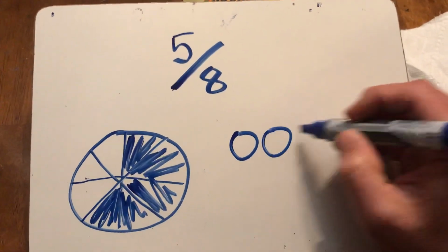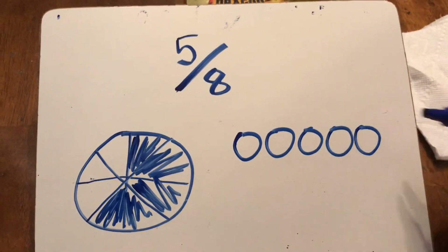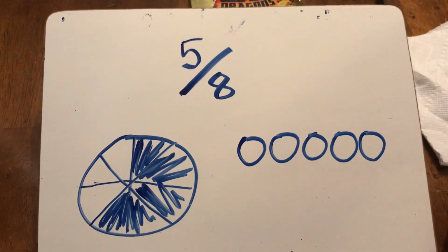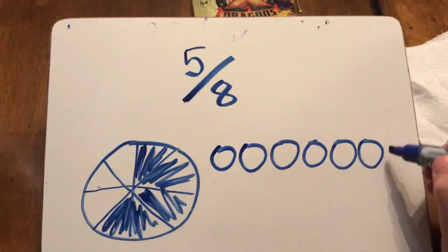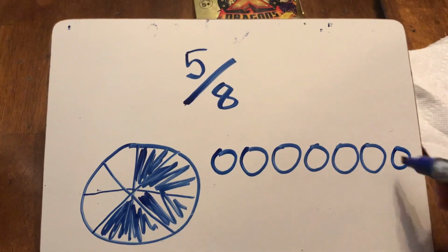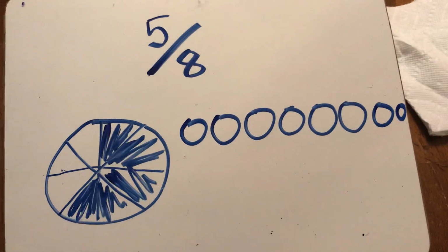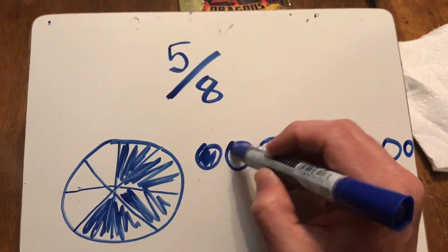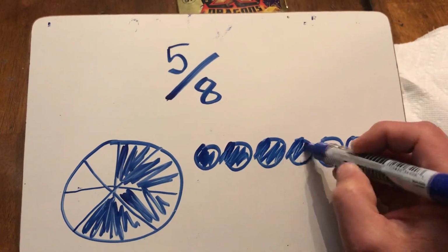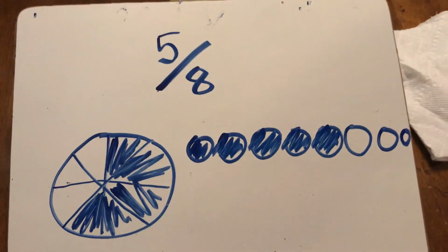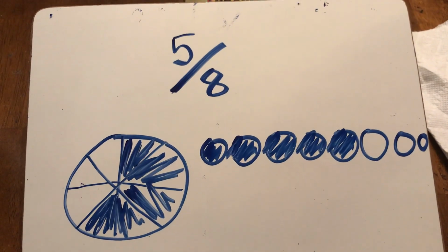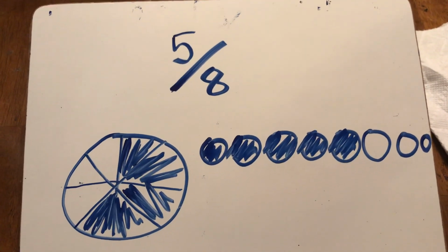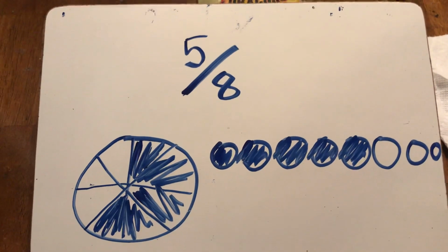Or you could do parts of a set. So if I have, making 8. So that's 7, 8. And we're going to color in 5 of them. So 5/8 of these circles are now colored blue. Those are 2 examples of ways that you could draw 5/8. So there are many, many more.